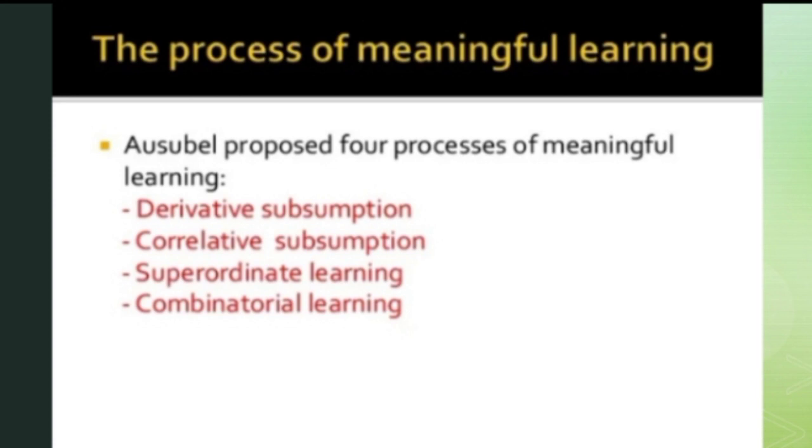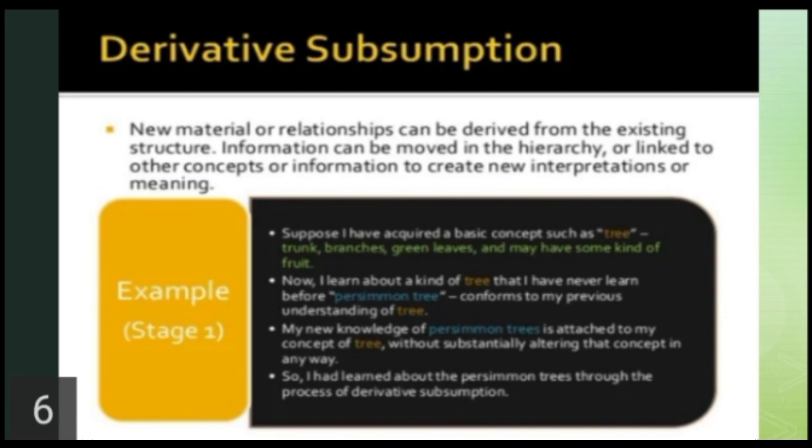The derivative subsumption means that new material or relationships can be derived from the existing structure. So information can be moved in the hierarchy or linked to other concepts or information to create new interpretations or meaning. For example, you have already acquired a basic concept such as tree having its trunk, branches, green leaves, and may have some kind of a fruit. Now, this time, you learn about a kind of a tree that you have never learned before. For example, a persimmon tree that conforms to your previous understanding of tree. So your new knowledge of persimmon trees is attached to the concept of trees without substantially altering that concept in any way. So you had learned about the persimmon trees through the process of derivative subsumption.